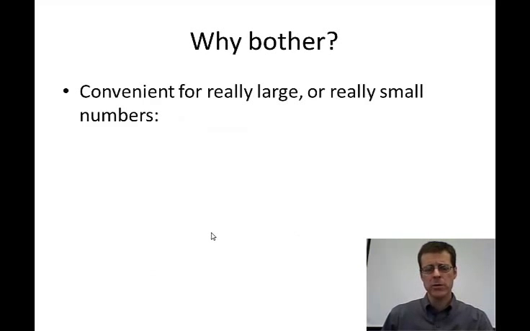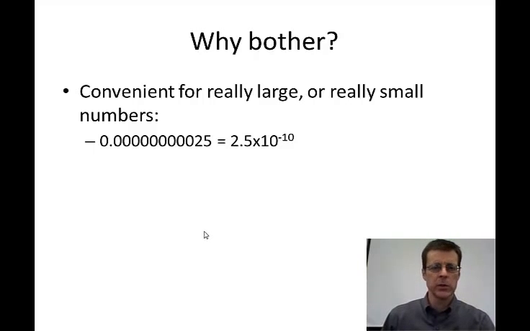As I've already mentioned, it's convenient when we have numbers that are really large or really small. Typically in chemistry our numbers are going to be smaller rather than very large. If I have the decimal 0.00000000025, I think I counted the right number of zeros, that's not very convenient to write. So if I write it in scientific notation, 2.5 times 10 to the exponent negative 10, much more convenient.